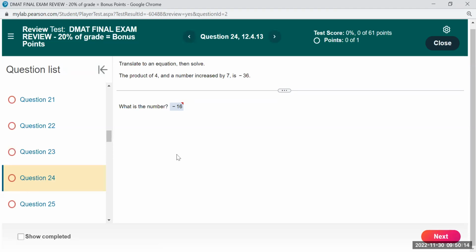Translate to an equation and then solve. The product of 4 and a number increased by 7 is negative 36.